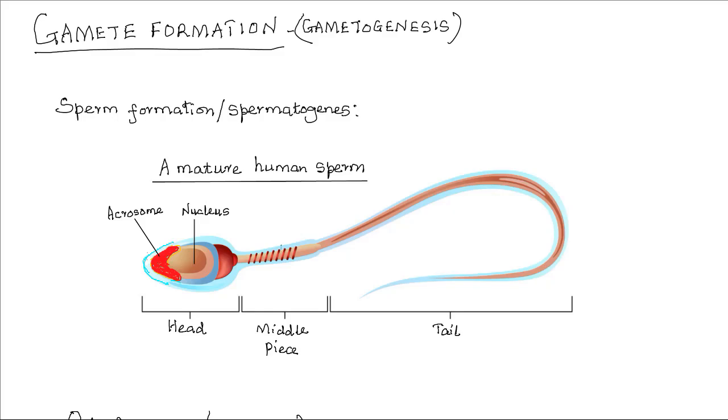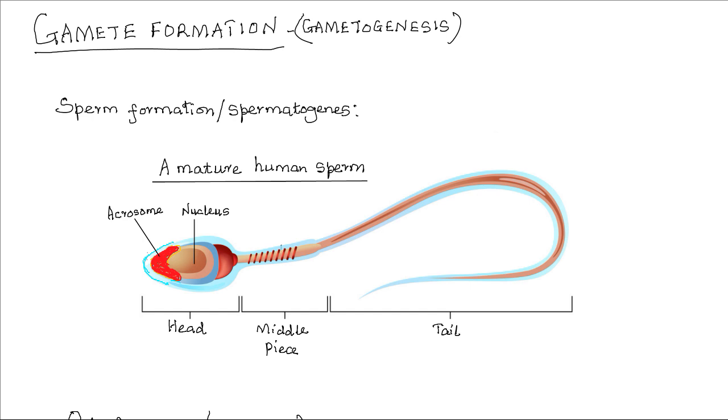In order for fertilization to occur, gametes must be formed. The process of gamete formation is known as gametogenesis, and it takes place in the gonads, that is, the testes and the ovaries.